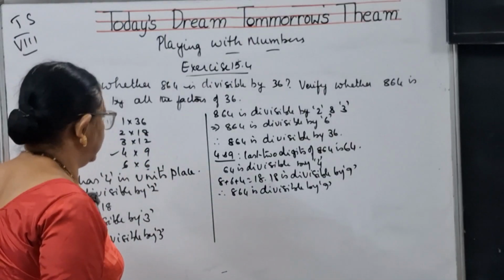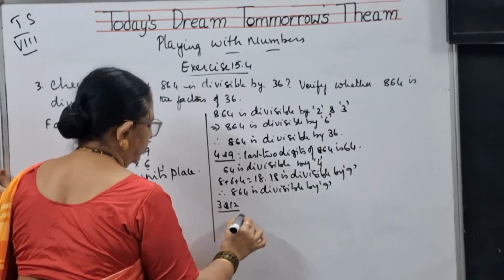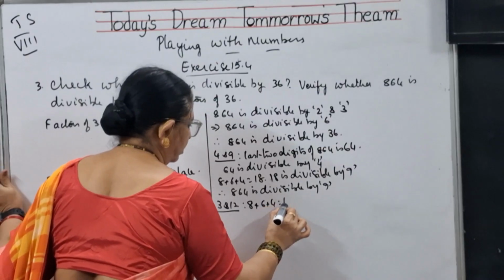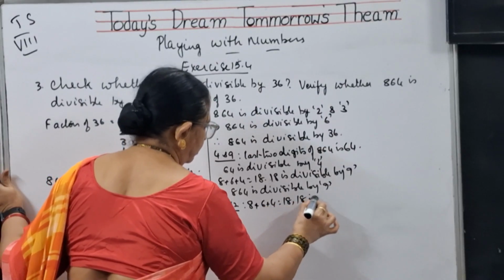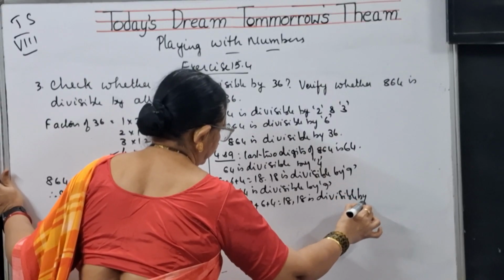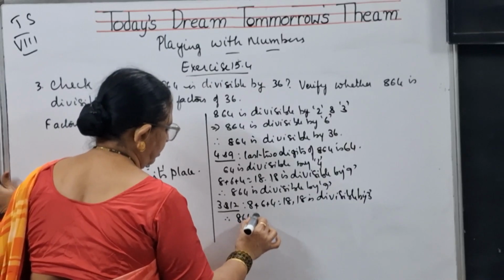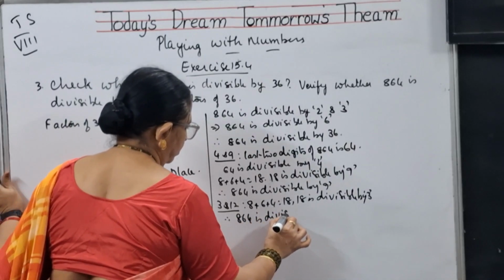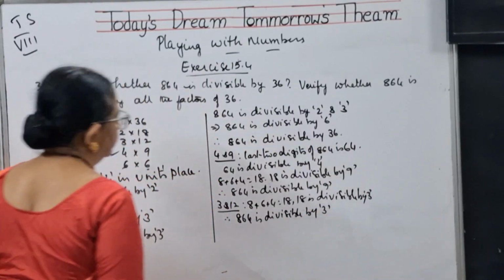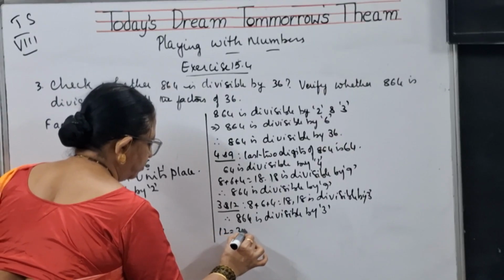And 3 and 12. 8 plus 6 plus 4 is equal to 18. 18 is divisible by 3. Therefore, 864 is divisible by 3. Now, 12 means 12 is equal to 3 into 4.